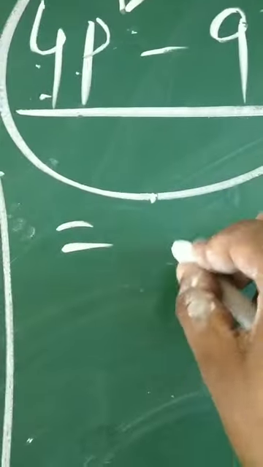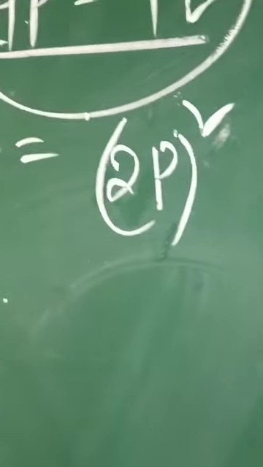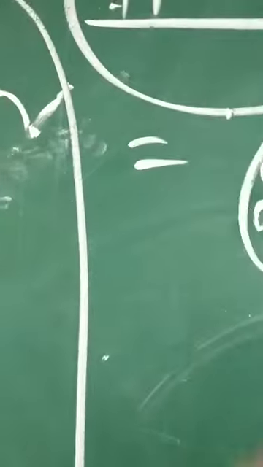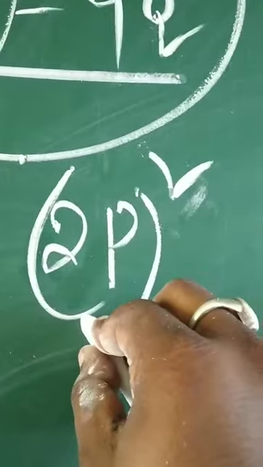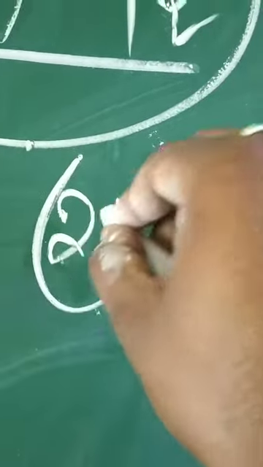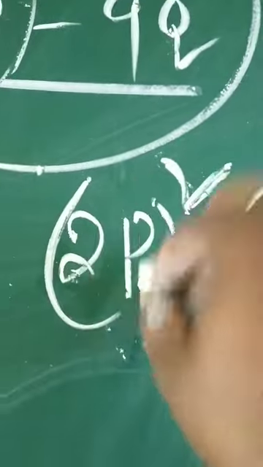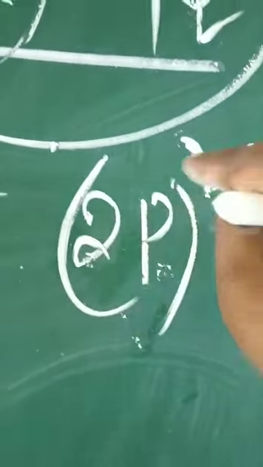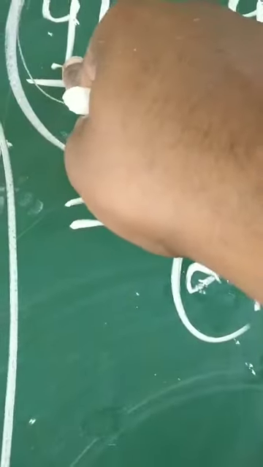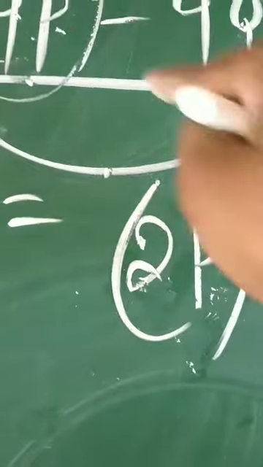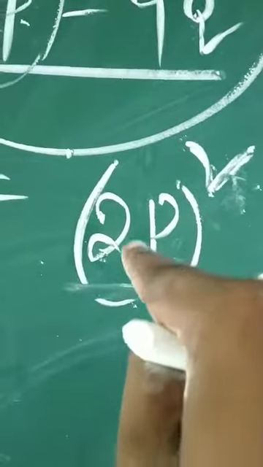4p square, I want to write it as 2p whole square. Why? Because this square is on p as well as on 4. So I want to make this 4p square in a square format using this square on 2 and p both. While I have written this square on 2 and p, it means that this square is applied on 2 as well as on p. So 2 getting this square is becoming 4 and p getting this square becomes p square. So it's 2p whole square, which is actually a square.